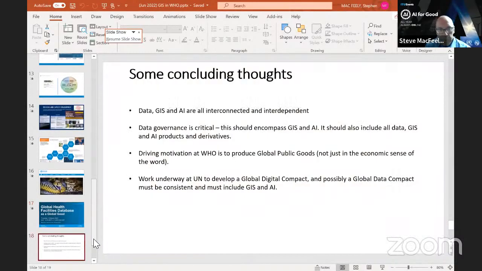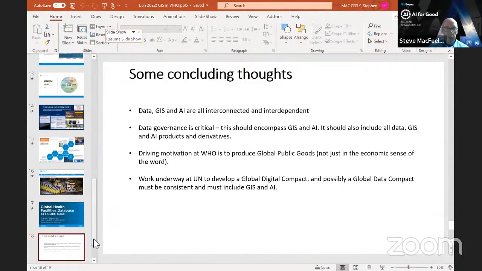So just to conclude, for WHO, we see data, GIS, and AI as all basically interconnected and interdependent. They're all different components of a broader ecosystem, and they're all equally important. As I mentioned, data governance is critical to this, and data governance should encompass GIS and artificial intelligence. So it should encompass all the data, but all the products and derivatives as well. This is very important, as Ajay mentioned at the start, so that we maintain trust in the products and we don't inadvertently accelerate inequalities.